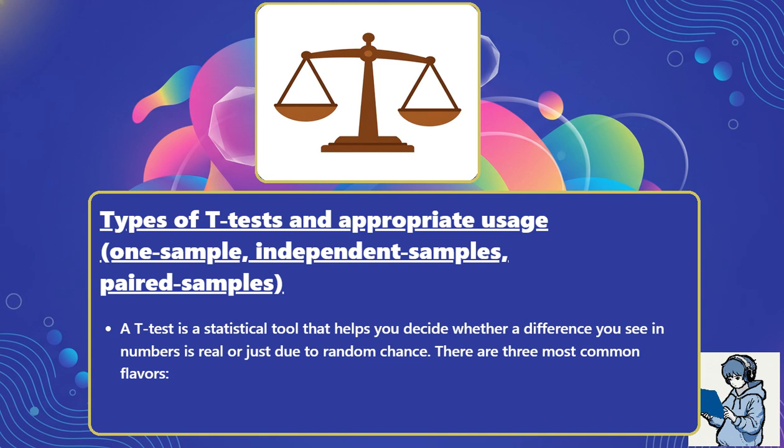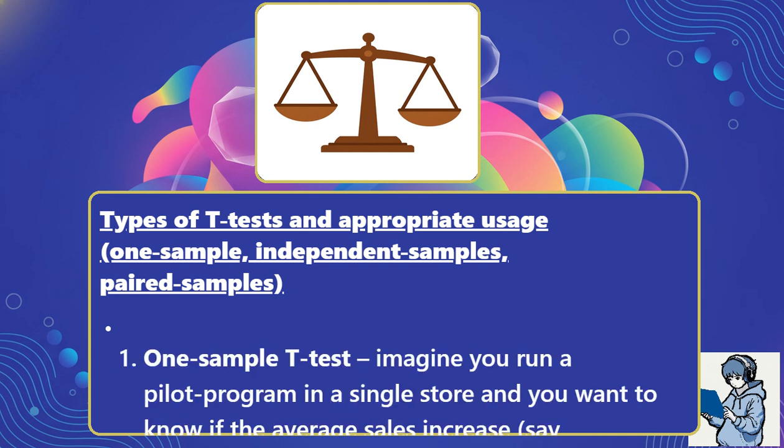A t-test is a statistical tool that helps you decide whether a difference you see in numbers is real or just due to random chance. There are three most common flavors. One sample t-test. Imagine you run a pilot program in a single store and you want to know if the average sales increase, say $5,000, is different from the company-wide historical average, $4,800. You compare one sample mean to a known benchmark.